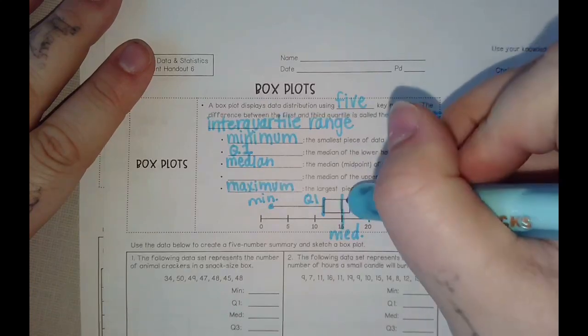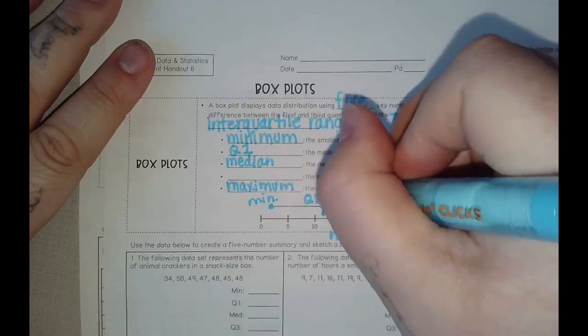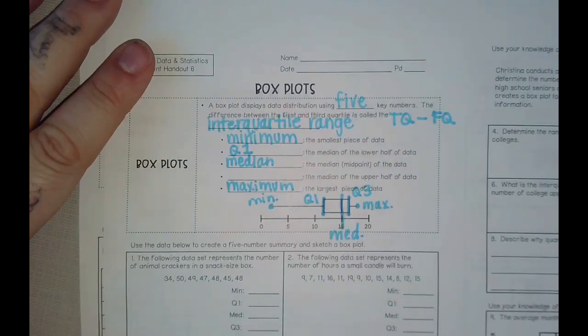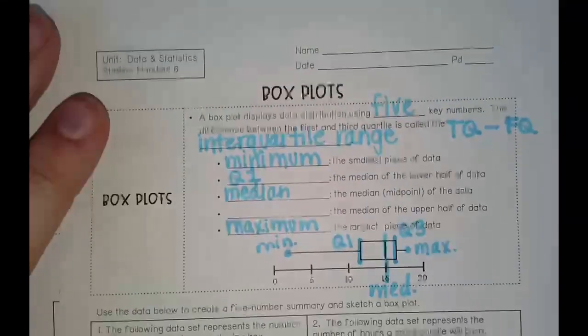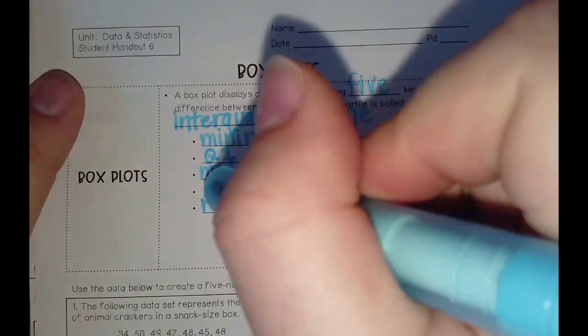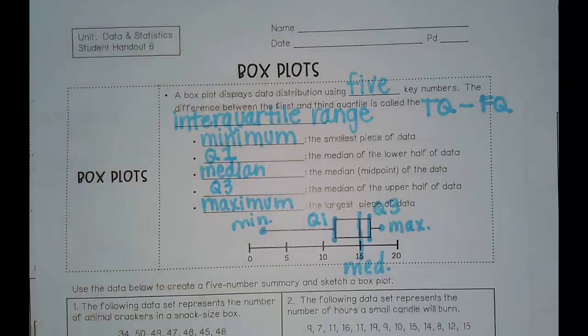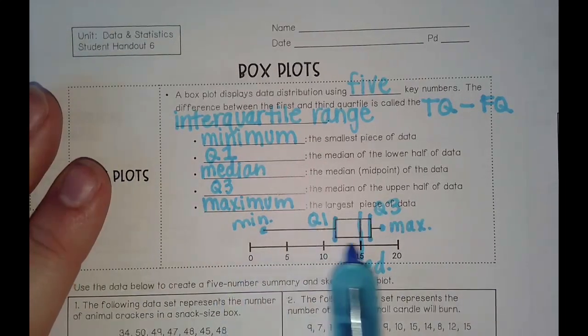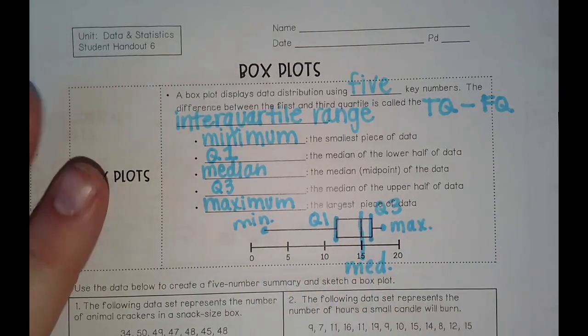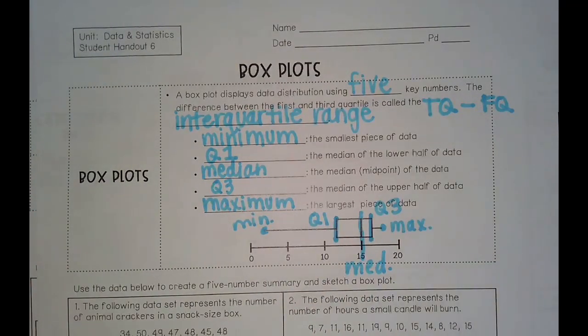And then the median of the upper half, so this line right here, this is called quartile 3. So hopefully you can see that pretty well. So these are all of the major parts of the box and whisker, or box plot. Usually you're given a set of data to find those 5 points and then graph them on the number line, as a box plot.